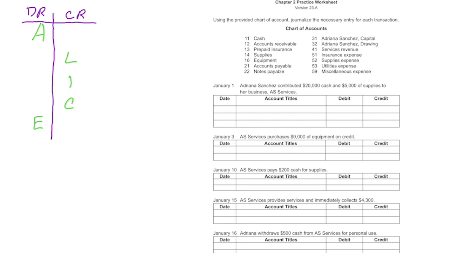But what does each of these stand for? A is for our assets. L is for our liabilities. I is for our income. C is for our capital. And E is for our expenses.